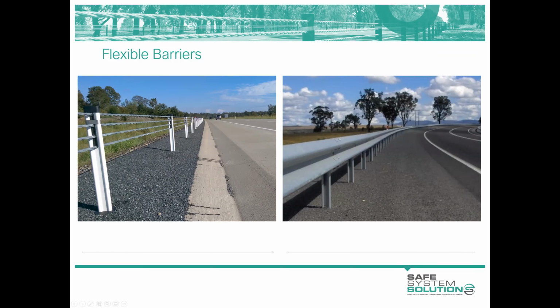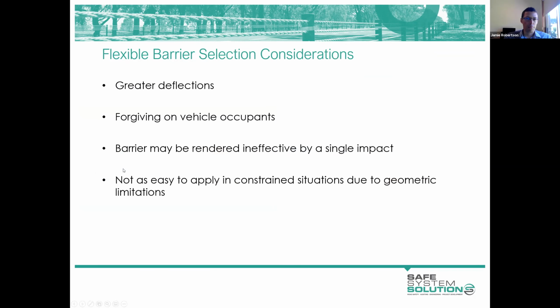So on the left, wire rope, on the right, flexible W-beam. They both deflect by a fair bit, so they really do provide a cushioning effect to the occupants of the errant vehicles. They're really quite forgiving, with great crash reduction factors. But in the case of wire rope in particular, a single impact can render the whole length of the barrier ineffective. So they do need to be attended to fairly quickly to ensure that the roadside remains protected.